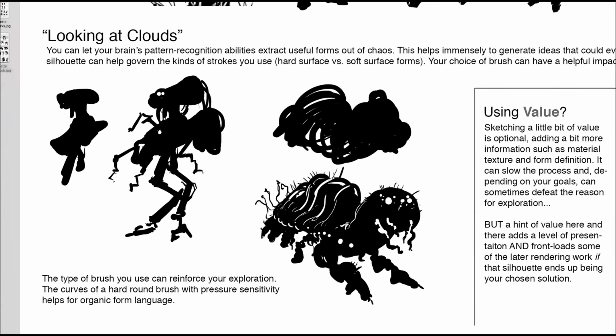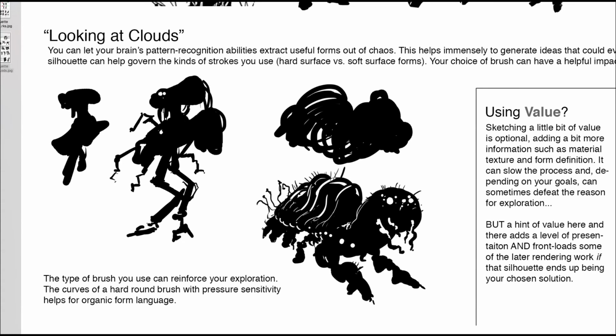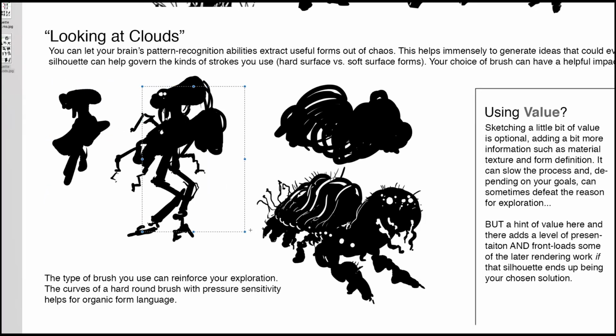And my final method, looking at clouds. Your brain, again, is designed to recognize patterns. So if you don't really know what to make, but you have a good visual library set up, play with just the rough form language and masses that you see in it. You might see something strange happen on the canvas, and when you do, your brain will try to make sense of it. I did that to create this robot.